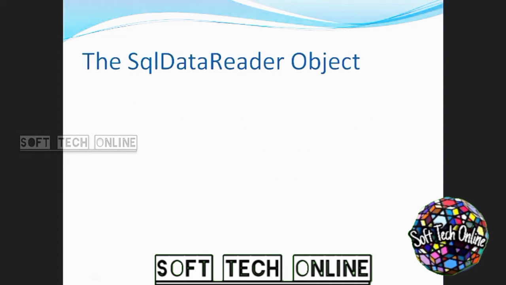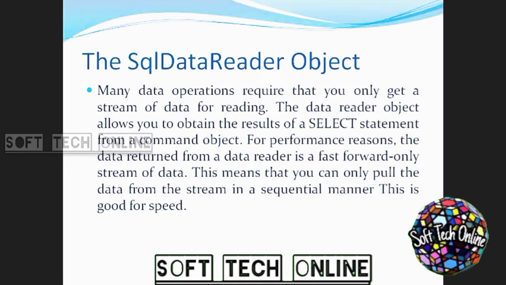Now let's see the SQL data reader object. Many data operations require that you only get a stream of data for reading. The data reader object allows you to obtain the result of a select statement from a command object. For performance reasons, the data returned from a data reader is fast forward only. This means that you can only pull the data from the stream in a sequential manner. This is good for speed. So this is about the SQL data reader object.